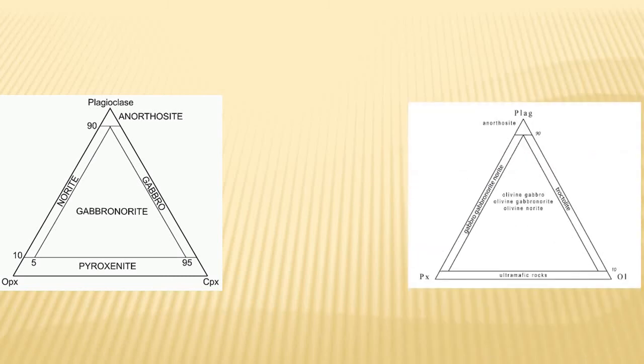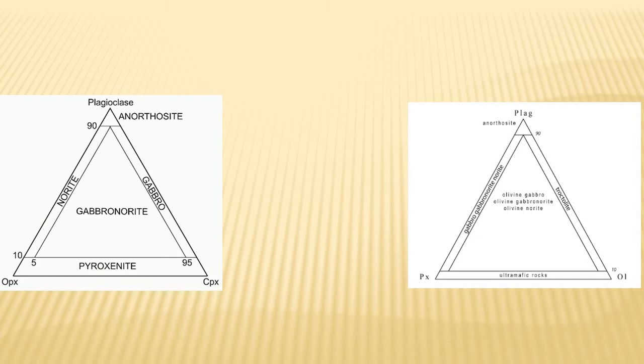Now this figure shows the classification scheme for gabbroic rock without taking into account olivine and feldspathoid. We can define all these gabbroic rocks by certain names: gabbro means presence of plagioclase and clinopyroxene, norite means plagioclase and orthopyroxene, gabbronorite means plagioclase with almost equal amounts of clinopyroxene and orthopyroxene. In this figure, we can see the term troctolite, which means the presence of plagioclase and olivine. This figure shows the olivine-bearing gabbroic rock.